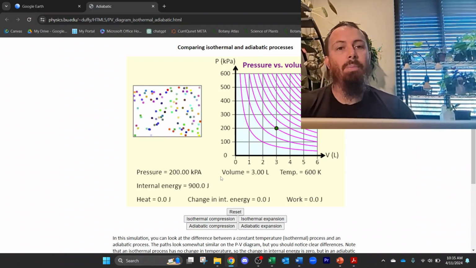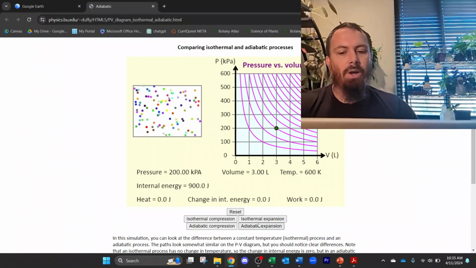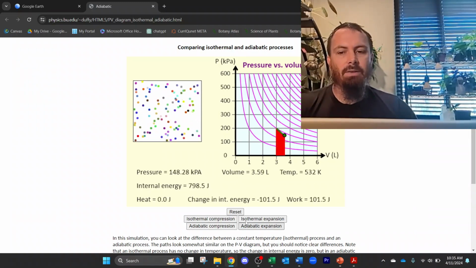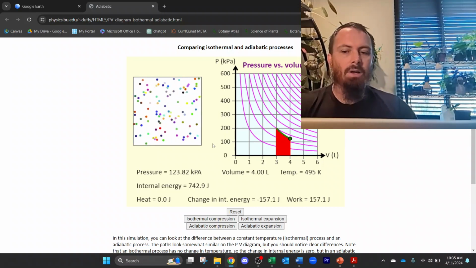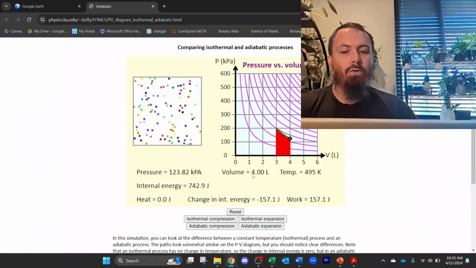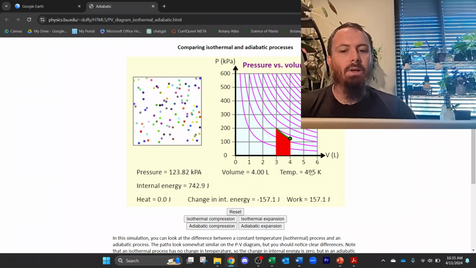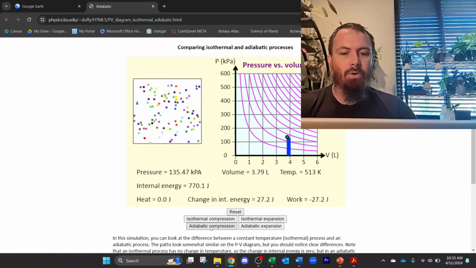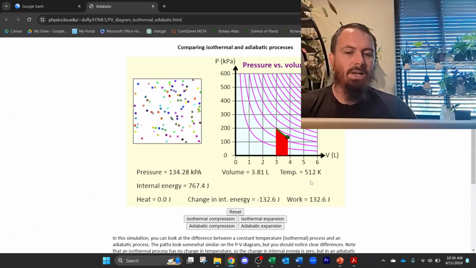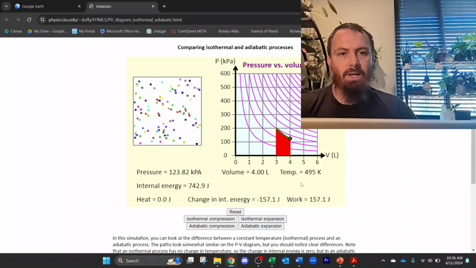Now if I go up in the atmosphere, I told you that the volume will expand, right? And so we're going to go adiabatic expansion. That's the equivalent of going up in the atmosphere. So I expand it. Notice how that square gets bigger. So the pressure went from 200 to 123. The volume went from 3 to 4. So the pressure went down, the volume went up. Temperature went down. I can go back for you. So temperature was at 600. Temperature is now at 495. So pressure down, volume up, temperature down.